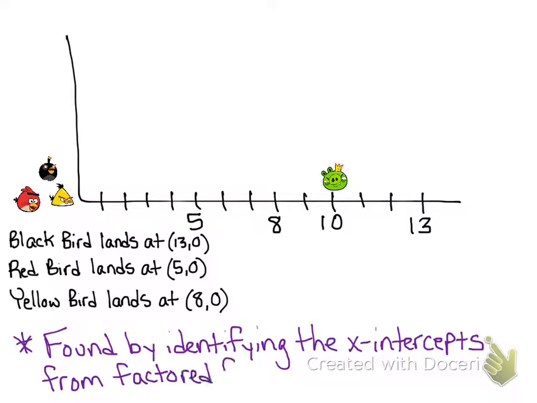So we determined that blackbird would start at (0, 0) and land at (13, 0). Redbird would start at (0, 0) and then land at (5, 0). And then yellowbird would start at (0, 0) and land at (8, 0).